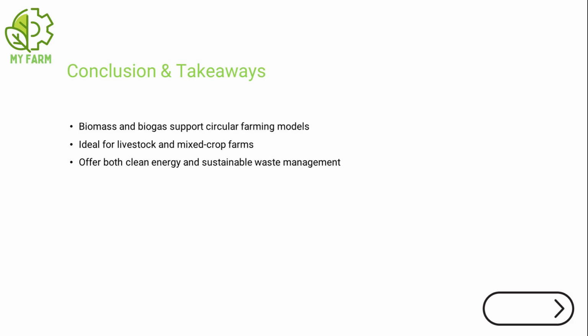It's a move from linear production models, where resources are consumed and discarded, to circular systems where energy, nutrients, and waste are continuously regenerated. By embracing these innovations, farmers are not only safeguarding their livelihoods but also contributing to a cleaner, more resilient planet. Biomass and biogas stand as living proof that sustainability and productivity can coexist, creating farms that thrive in harmony with the environment, both today and for generations to come.